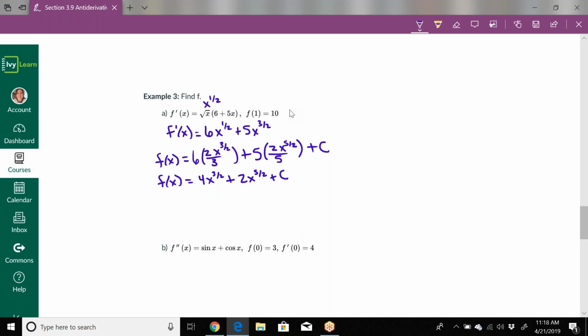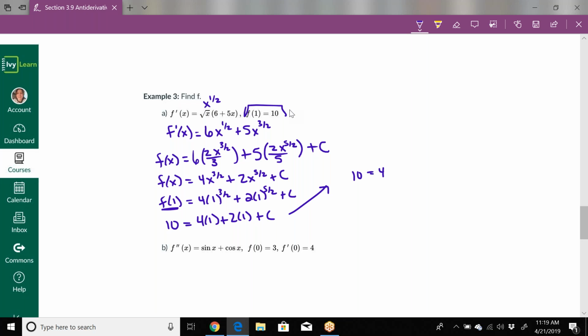So remember, this is the most general antiderivative. This is the family of all the antiderivatives, but we were given an actual function value, so we should be able to figure out what c is. So remember, you're plugging in 1 for all your x's. So this is 4 times 1 to the 3/2 plus 2 times 1 to the 5/2 plus c. But we know that f of 1 is 10, so we can replace that with the number 10. This is 4 times 1 again, because it's going to be square root, but then it cubes, and it's still going to be 1, plus 2 times 1 plus c. So we have 10 equals 4 plus 2 plus c, that's 6. If we subtract that over, that's going to be 4 equals c.